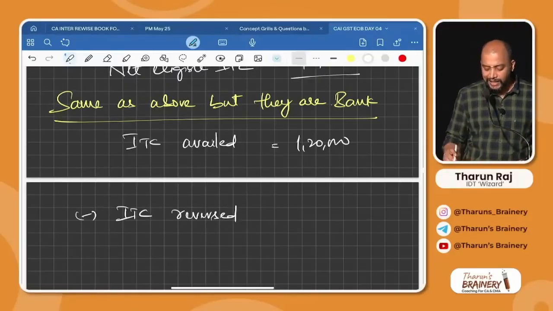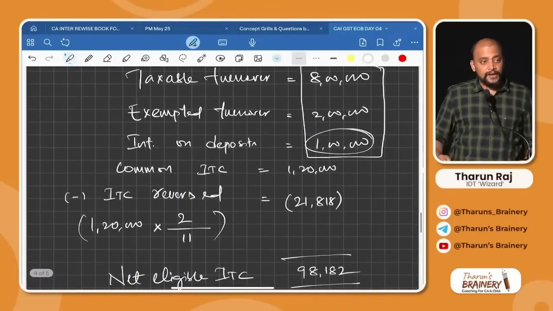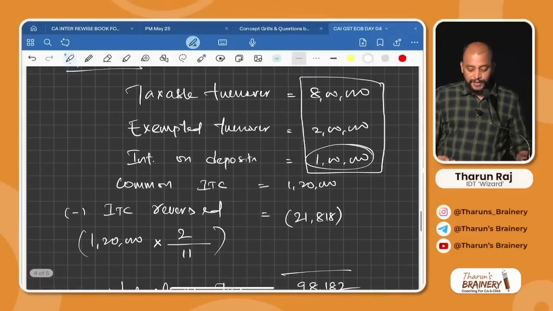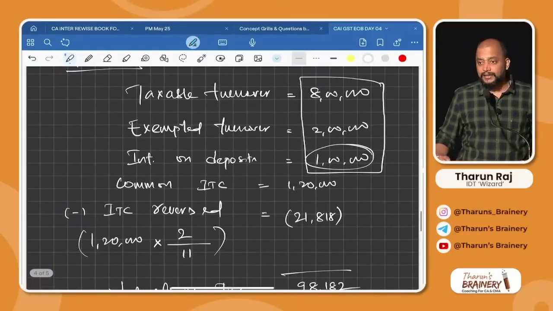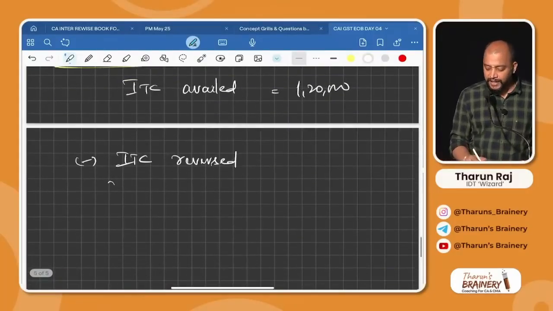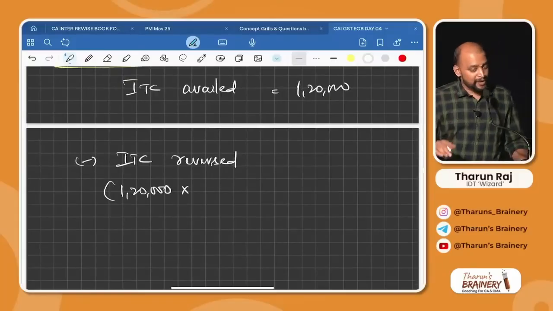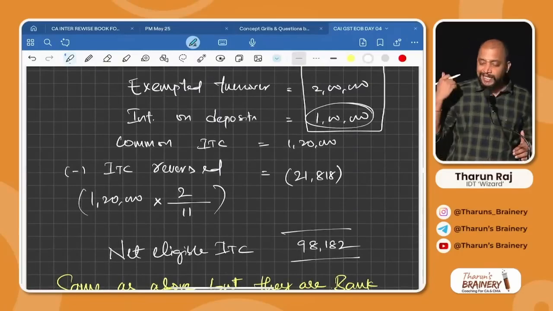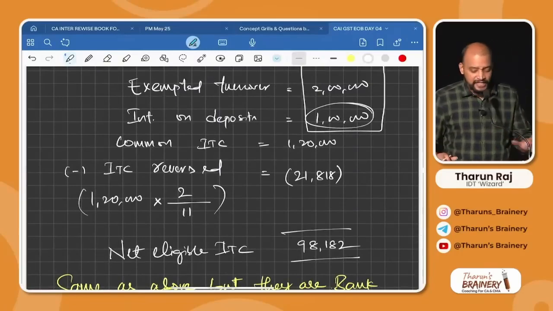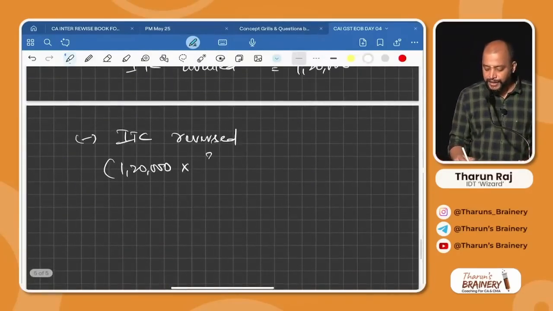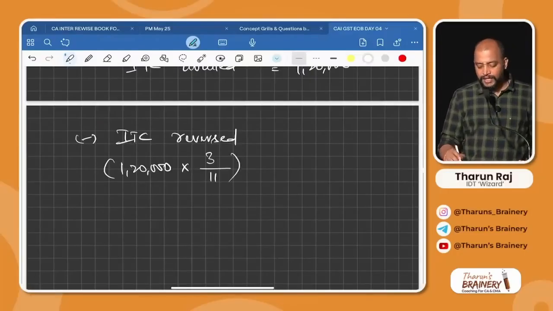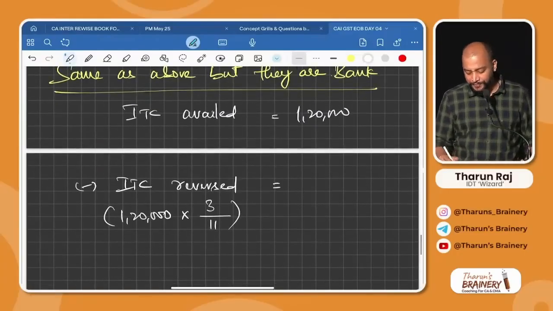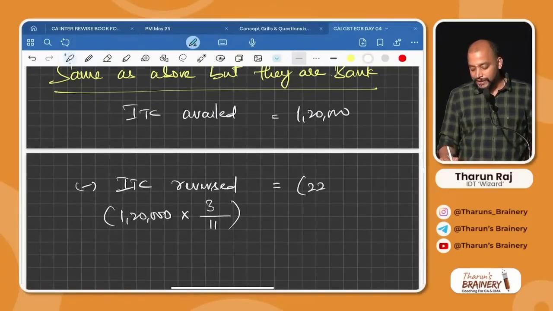How much will be the ITC reversed? 1,20,000 into what by what? 3 by 11. Why 3 by 11? Because for a bank, financial institution, NBFC, interest on loans, advances, deposits will be treated as exempted only for ITC purpose. So 1,20,000 into 3 by 11. What is 1,20,000 into 3 by 11? 22,007.